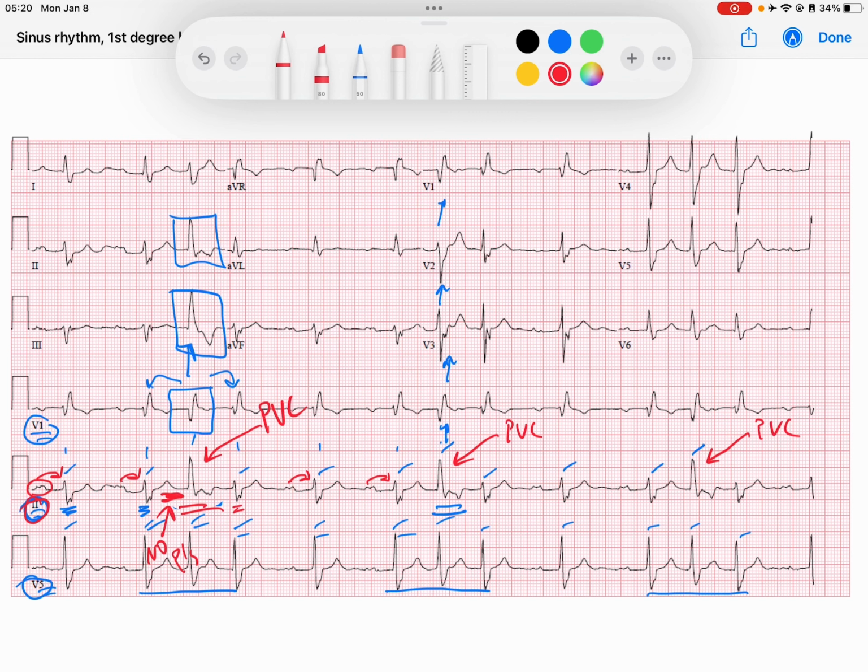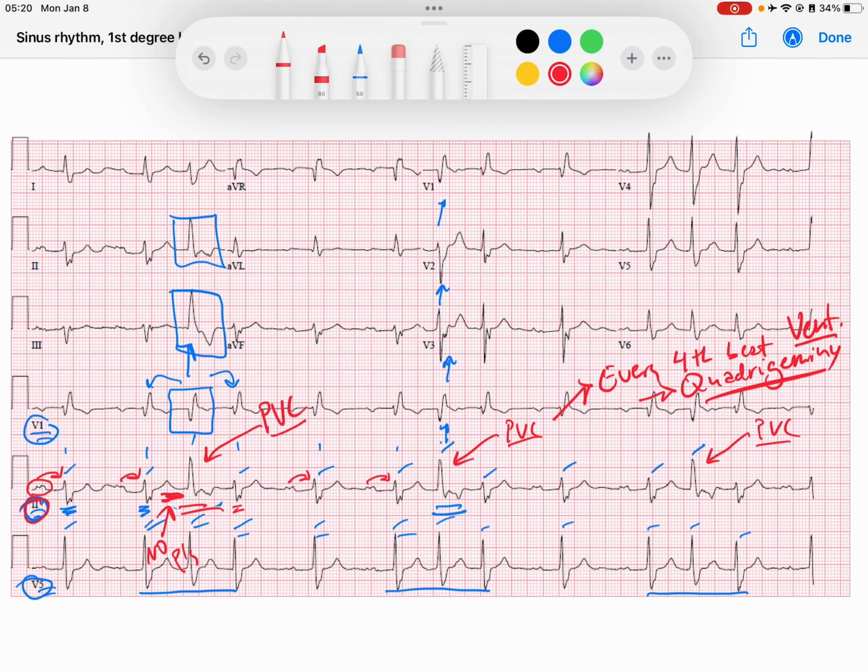So the PVCs are occurring every fourth beat, which we term quadrigeminy, or in this case, ventricular quadrigeminy. I see I've got these PVCs every fourth beat. Now that we've teased out those PVCs, what is going on with our actual baseline rhythm?